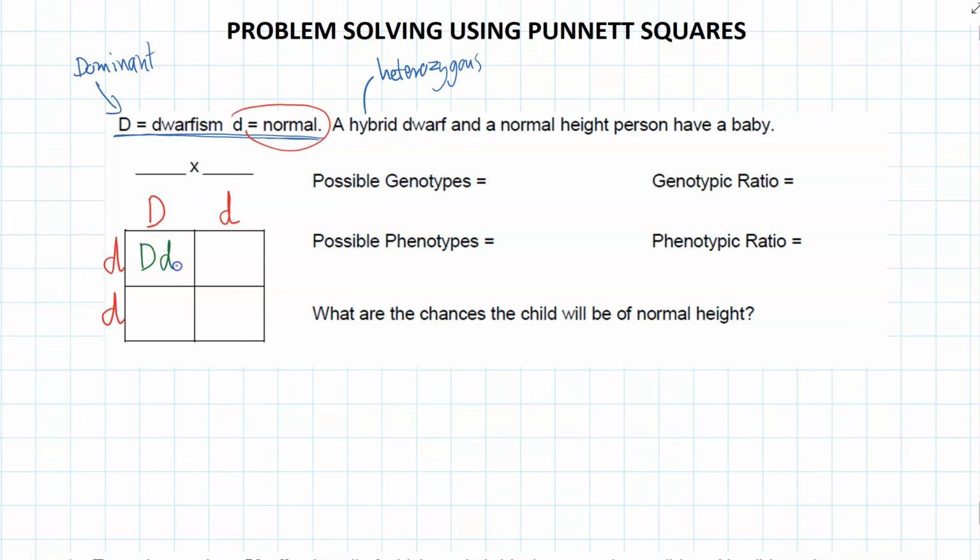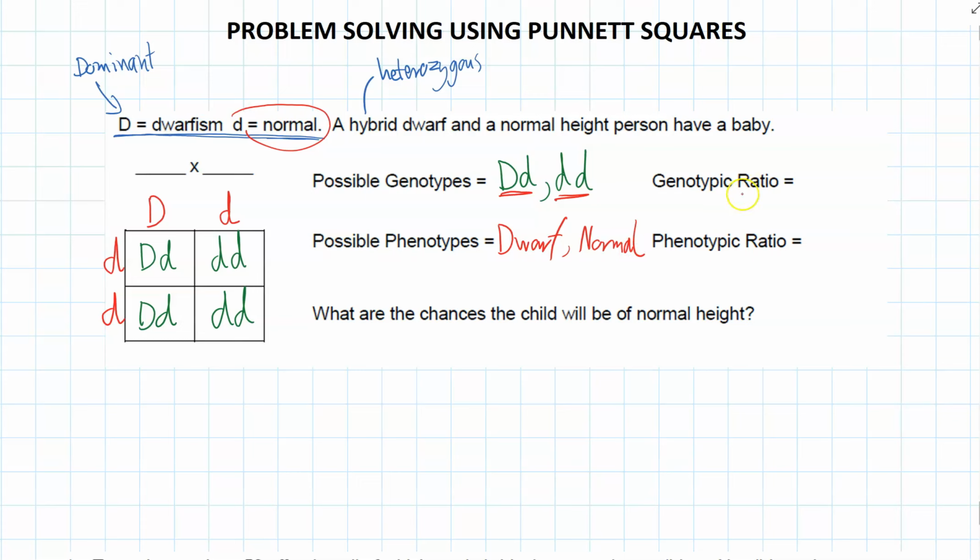So big D and small d are coming together here, big D and small d again, and then 2 small d's here, and then these 2 gametes are coming together here. So the possible genotypes that could be made, well, we can either have a big D small d or small d small d. The possible phenotypes, well, dwarfism is dominant, so this genotype is going to be a dwarf person, and this genotype, they're going to be a normal height person.